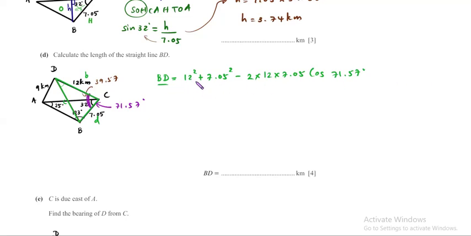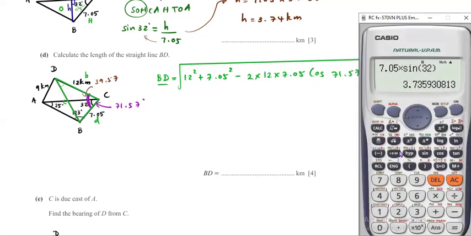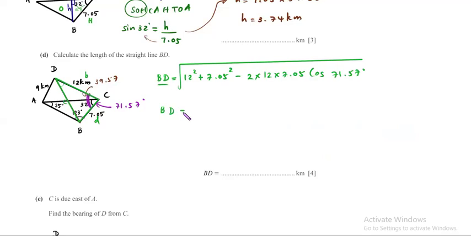So if I'm to find what BD is, I need to make sure to square root this answer that I get here. So I'm going to put this in the calculator directly and see what we get as the value for BD. So then the square root, so I have 12 squared plus 7.05 squared minus 2 times 12 times 7.05 times cos of the angle 71.57. So when we do that, we end up getting 11.84 kilometers as the value for BD. So BD is equal to 11.84 kilometers. So this is what we are supposed to find.